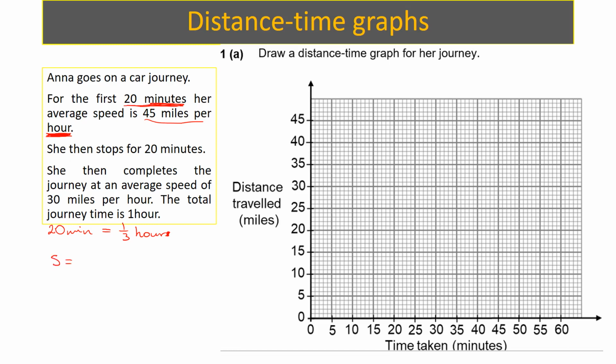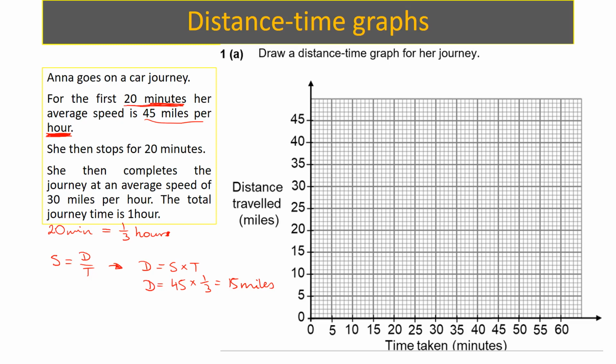Speed equals distance divided by time. So if I want to work out the distance, I need to multiply speed and time together. I need to work out the distance here because I need to know how high my line needs to be. So to work out the distance for the first part of the journey, I need to times speed and time. The speed is 45 and the time is 1/3, so that means it's 15. So it's 15 miles. That is the distance for the first part of the journey.